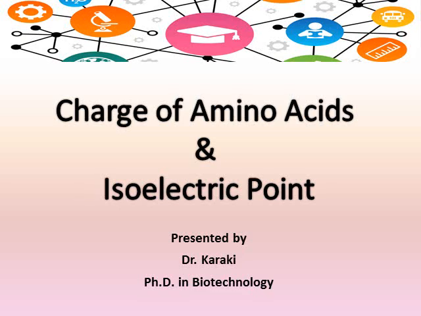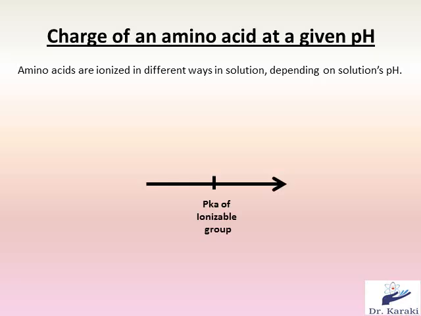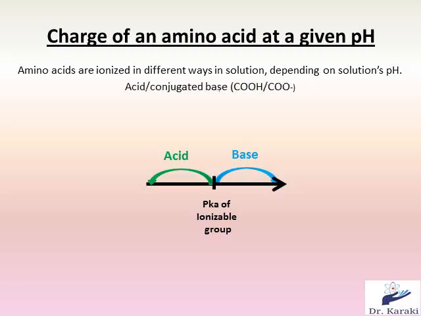The title of this video is Charge of Amino Acids and Isoelectric Point. In order to calculate the charge of an amino acid at a given pH, first of all you have to draw an axis. In the middle of it, you put the pKa of the ionizable group. On the left side, you have the acidic form. On the right side, you have the basic form of this group.